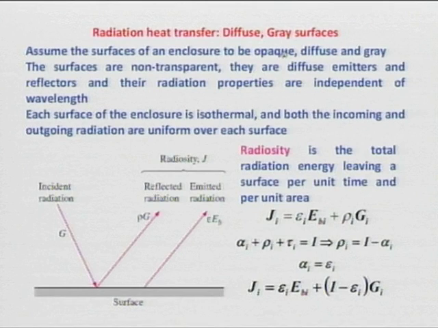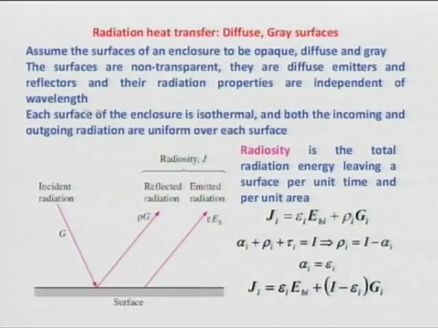Okay, so if we assume surfaces in an enclosure to be opaque, what is opaque? What does it mean in terms of radiation? Nothing is transmitted, so either it is absorbed or reflected. So they are non-transparent, diffuse emitters and reflectors, and radiation properties are independent of wavelength. So everything is nice, and I can use formulae.